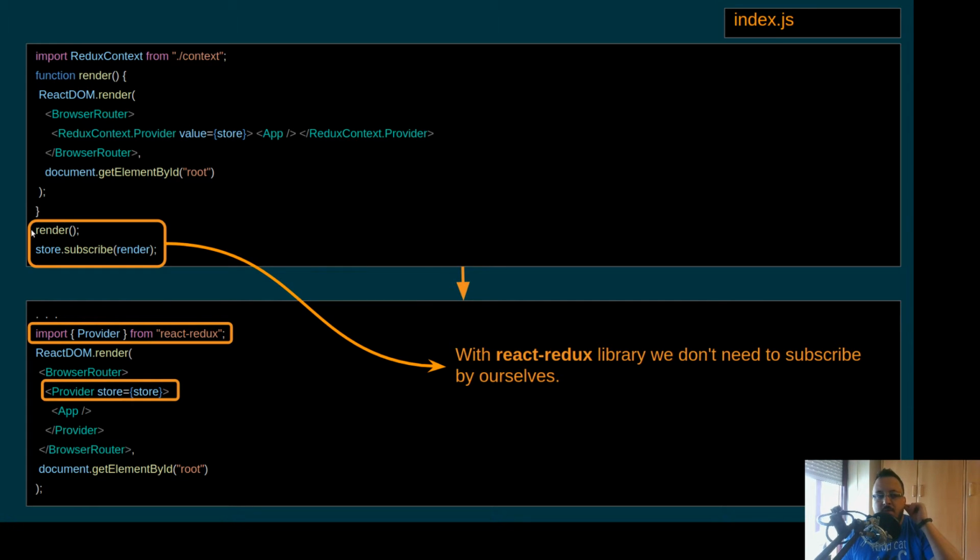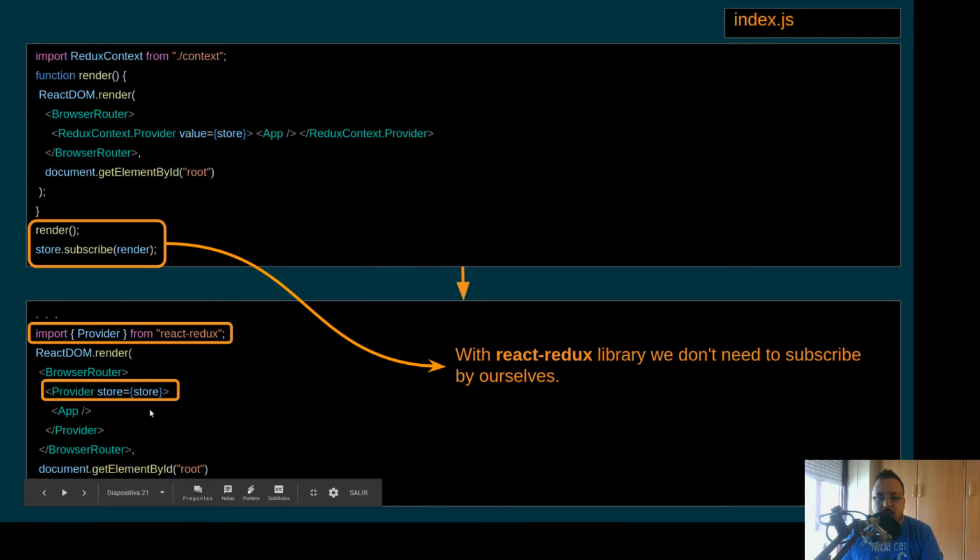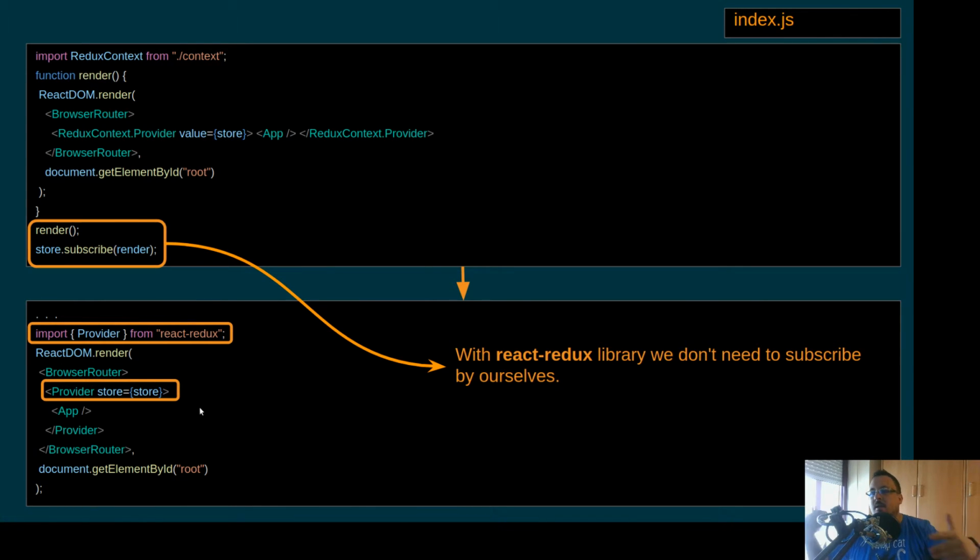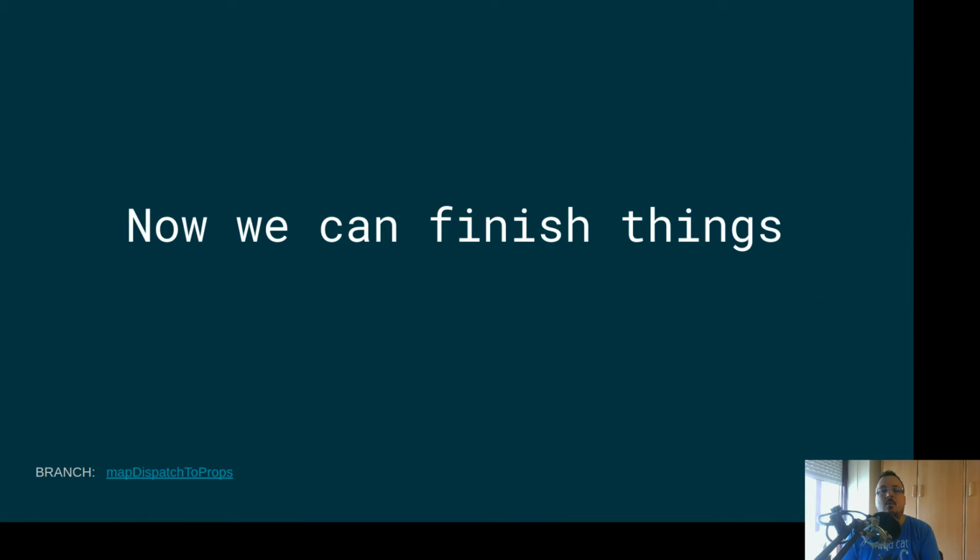And another nice thing here is that we don't need store.subscribe render. Now once we do this and it's inside the provider, the library subscribes and does its internals for us, and that is where you get the boost in optimization. So now our examples will be better, with the provider accessing things. Okay, so now we can finish things. Okay, the branch mapDispatchToProps.